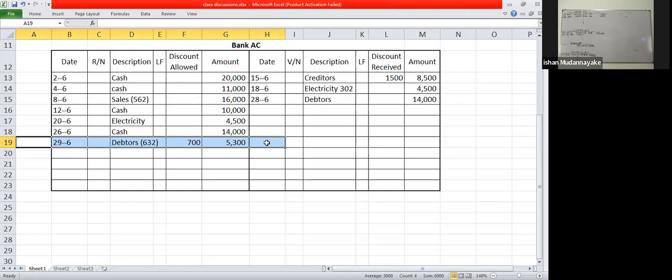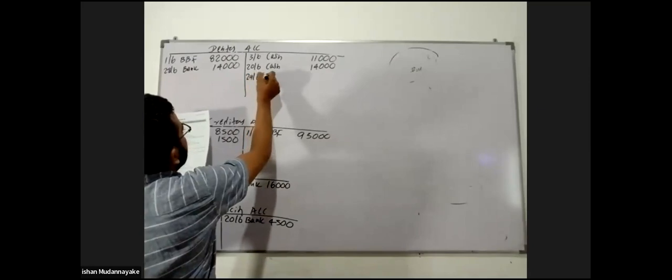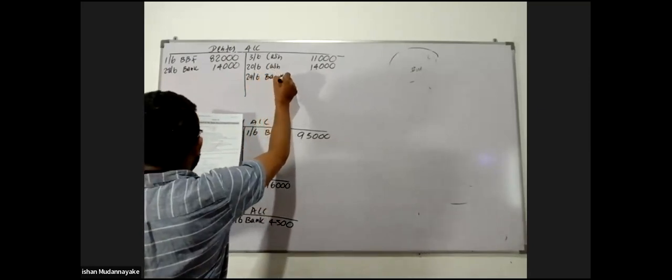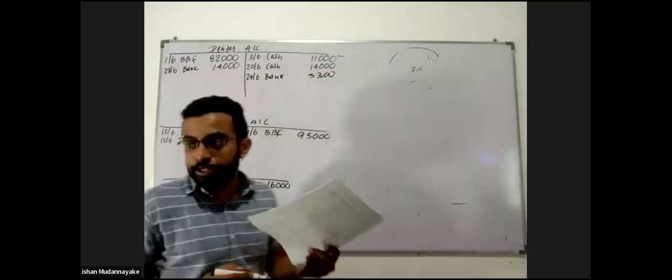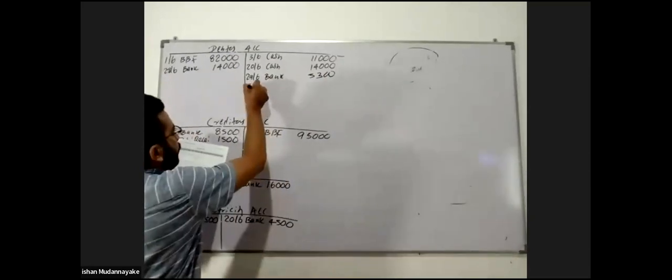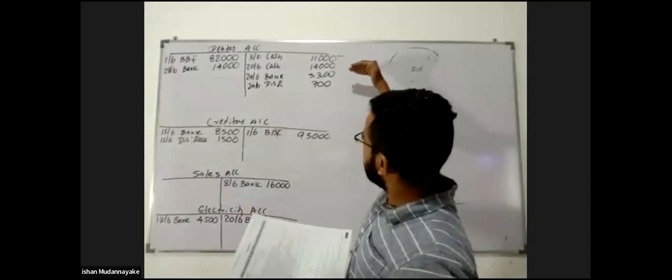Go to the debtors account, 29 June. Debtors account credit: bank 5,300, and then discount 700. You need to record the 700 discount also in the bank account. Debtors credit 5,300, and discount amount credit 700.